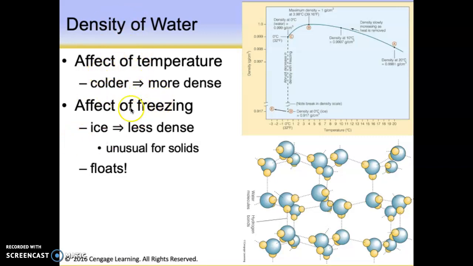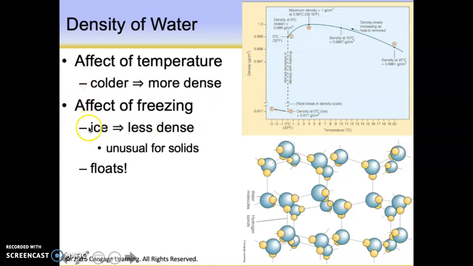It's an effect of temperature, or it's affected by temperature, I could say. Colder water is generally more dense. If you look at this graph up here, you can see that line of increasing density as the temperature goes down. You'll notice that there is a little bit of a switch here, a little lowering of density as water gets beyond 4 degrees centigrade, which is 39 degrees Fahrenheit. The density actually starts to go back down, and the density drops big time when it freezes.